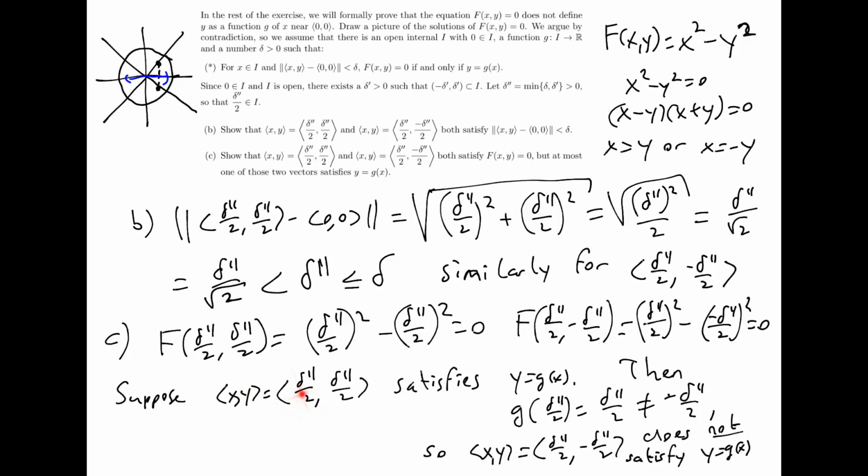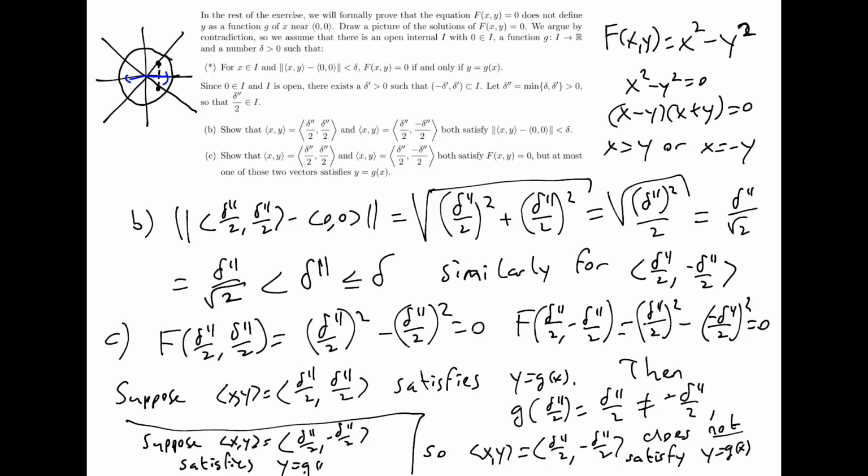So what did I do over here? I showed that one of the points satisfies the equation, then I showed that the other point does not satisfy the equation. So now let me continue over here. Now by exactly the same argument, I will not write it out because I'm out of space, but you can do that yourself. So you can also say, suppose (x, y) is equal to minus this one, the other point, satisfies y equals g of x. Then, and so on, you will find that the other one does not satisfy, exactly because of the same reason. And therefore we have shown y is not a function of x near the origin.